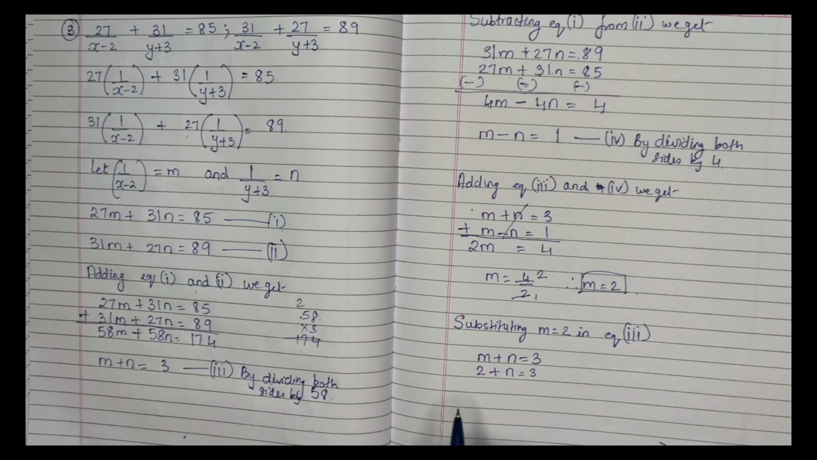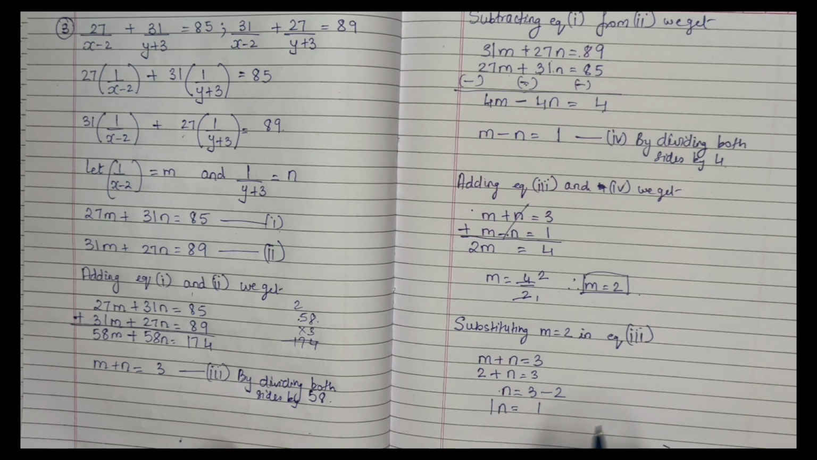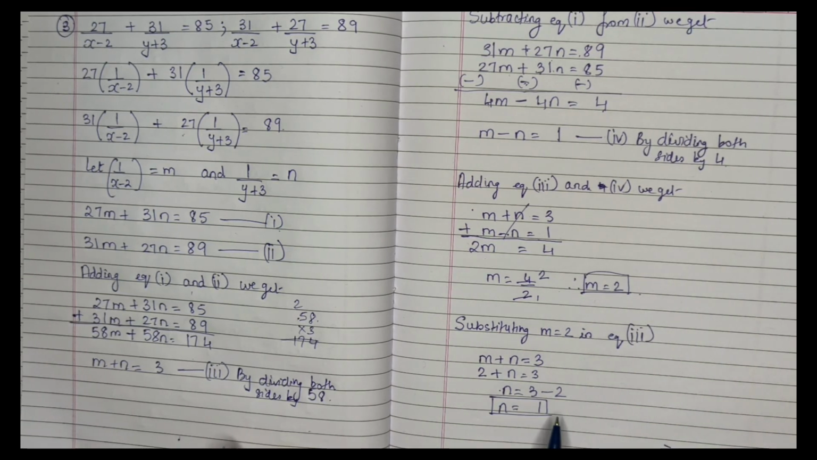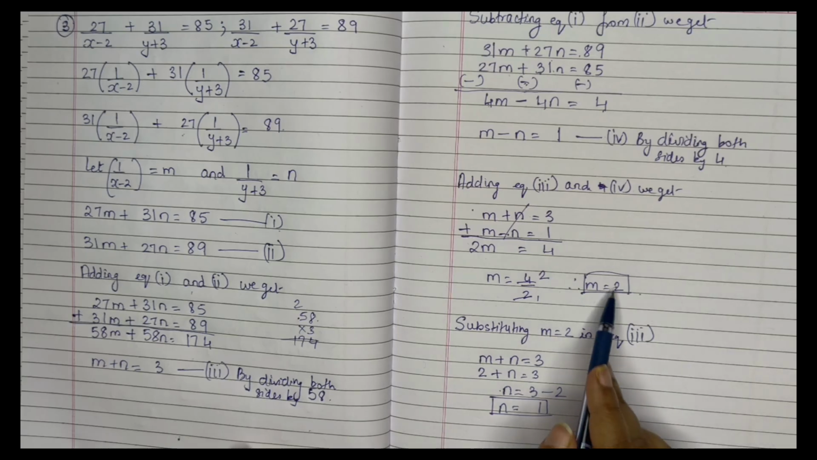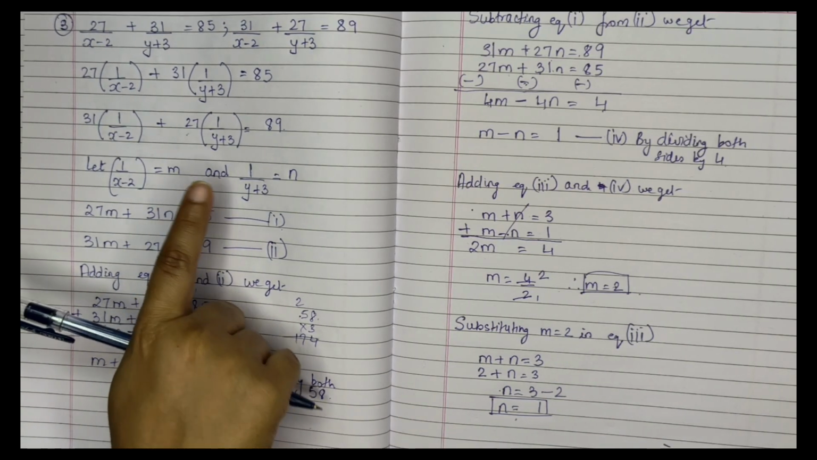Now n is equal to 3, and this 2, when you get it over here, it will become minus 2. So n is equal to 1. Understood? So we got the value of n. We got the values of m and n. m we got 2 and n we got 1. Now what we will do is replace the values of m and n here.